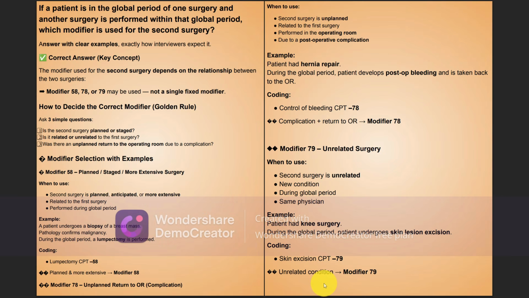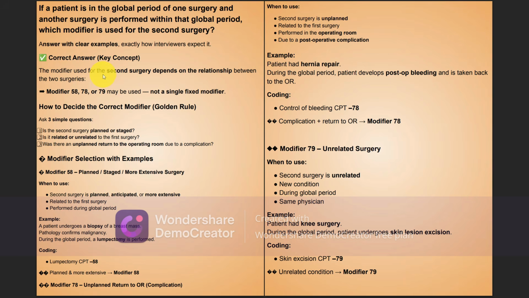Let's move to the third question. If a patient is in the global period, one surgery is performed and another surgery is performed within the global period, which modifier is used for the second surgery? One surgery is performed within a global period and a second surgery is also performed, so which modifier will be appropriate to report with the second surgery? Answer with a clear example exactly how interviewers expect it. Correct answer, key concept. Let's see.